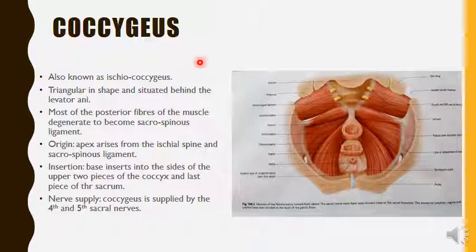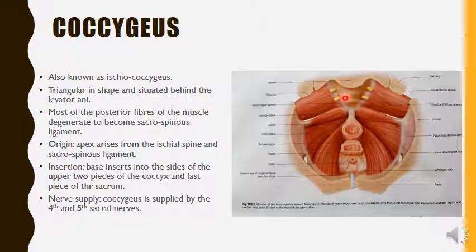Then coming to the coccygeus. The coccygeus is also known as ischio-coccygeus. This portion is the ischio-coccygeus muscle, right? It is the posterior part, and it is pyramidal or triangular in shape, situated behind the levator ani. This one is the levator ani part, the pubococcygeus and iliococcygeus parts of the levator ani, these two, and this one is the ischio-coccygeus. And most of the posterior fibers of this ischio-coccygeus degenerate to form the sacrospinous ligament, right?